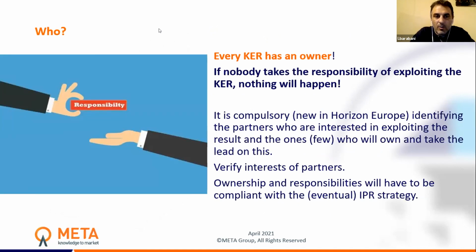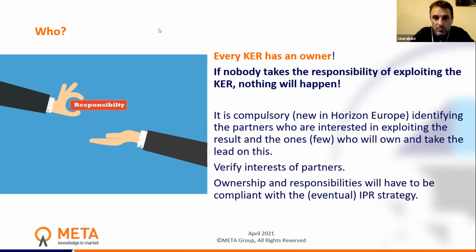Then we defined what, to whom, how. Then the last part is who. Who will deliver this key exploitable result to the market? This is, as we said before, a compulsory issue in the future Horizon Europe projects: you have always to identify an owner of the results. You have to demonstrate that there will be someone within your consortium which is interested and will take the responsibility of exploiting the result. If you don't have a responsible partner for this, nothing will happen.